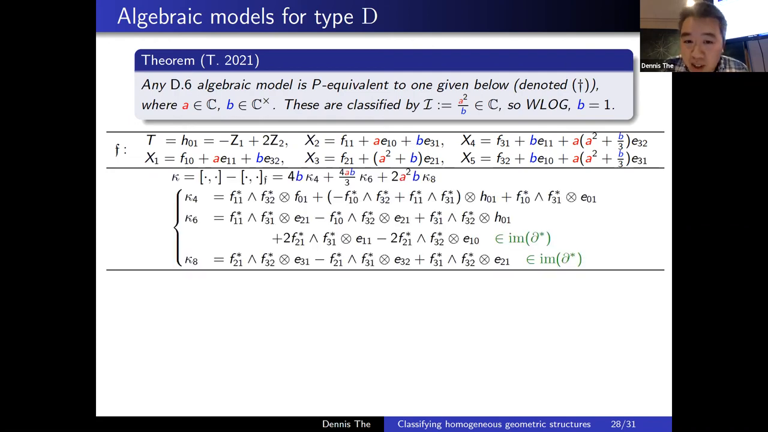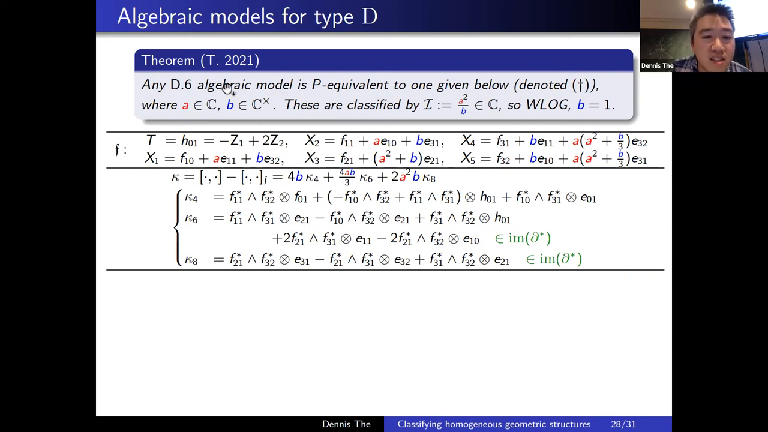Curvature is much more complicated. So this kappa four piece, that's just the harmonic part, okay? But there are higher parts in degree six and degree eight that arise. And these you could show, as you expect, lie in the image of del star, acting on three-cochains. When you quotient kappa by the image of del star, you get to the harmonic part, which is the lowest part, okay? Notice this parameter B that pops up here. When B is equal to zero, that's precisely characterizing when you're flat, okay?